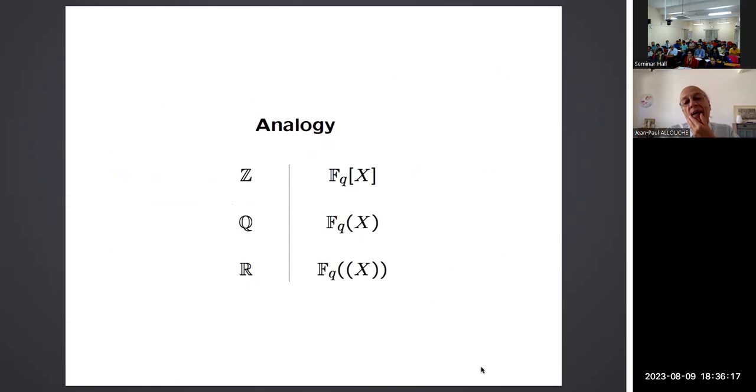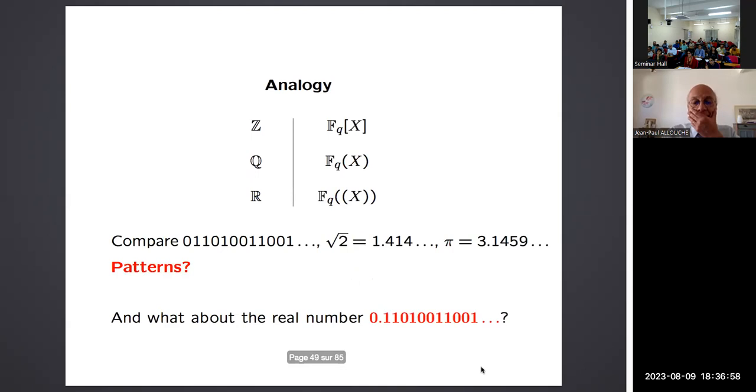Maybe I should mention a kind of analogy. In the usual computation, we have Z, the set of integers, Q, the set of rational fractions, and R, which is the real numbers. So similarly, we replace the ring Z by the ring Fq[X], I mean, polynomials with coefficients in Fq. The field of fractions of that is rational functions with coefficients in Fq. And what corresponds to R is the set of Laurent formal power series with coefficients in Fq.